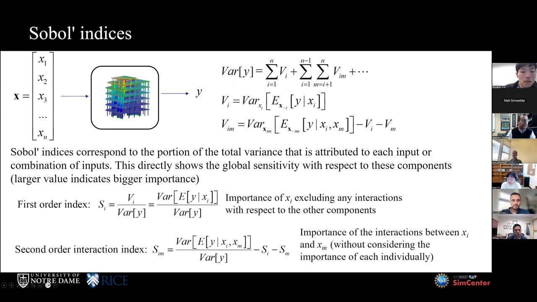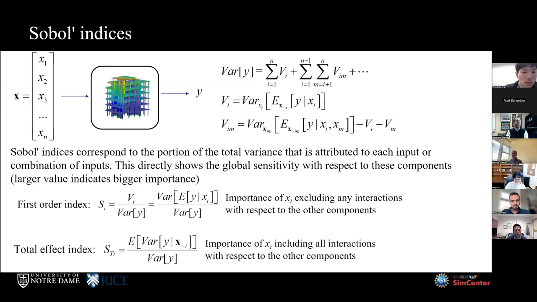Then you have the second order interaction indices. These indices look purely at the importance of the interactions between x_i and x_m. As you can see here, you subtract the individual indices. So this is the joint interaction of x_i and x_m as a group, but here you subtract the individual indices to look at purely, hey, what's the importance of the interaction?